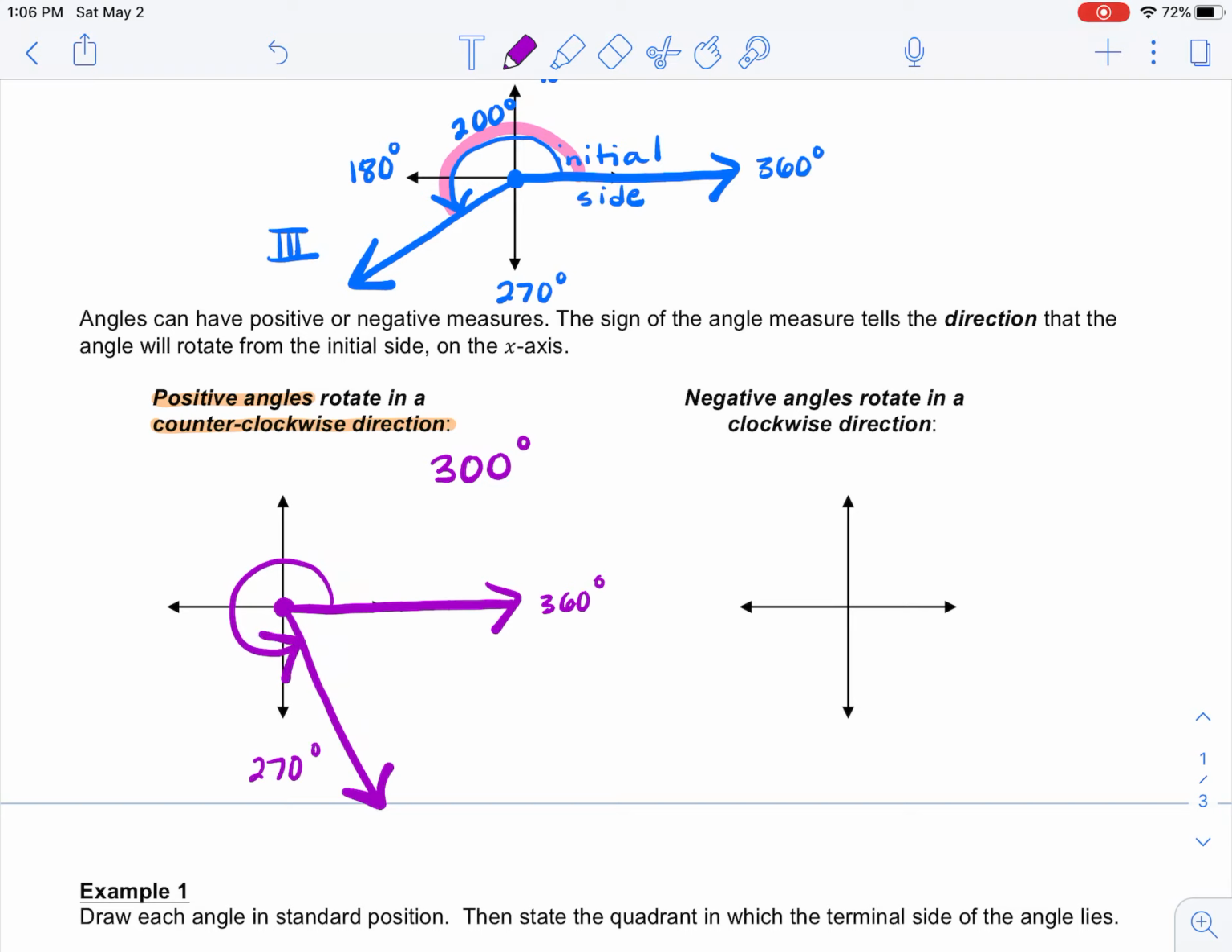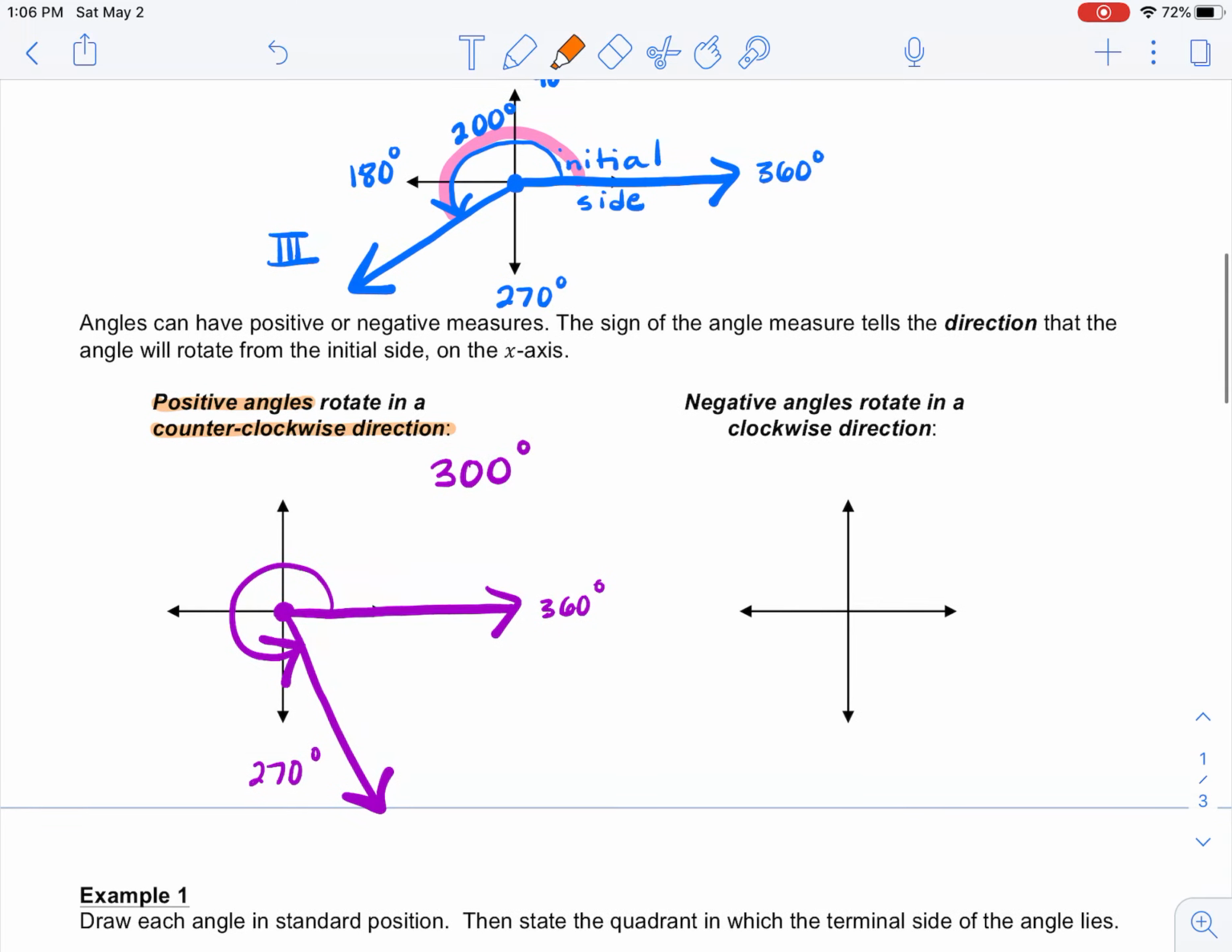And so I start my circle and I show the direction. And then this arrow that we put at the end is also very important, because that arrow right here at the end shows what direction you're going. Okay, so the 300-degree angle is the one that starts here and then goes counterclockwise and ends here.